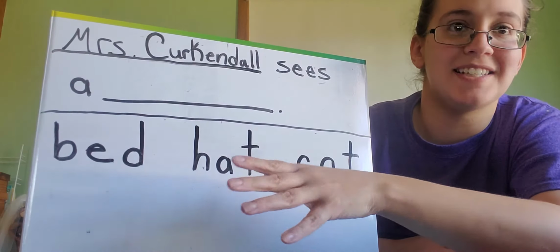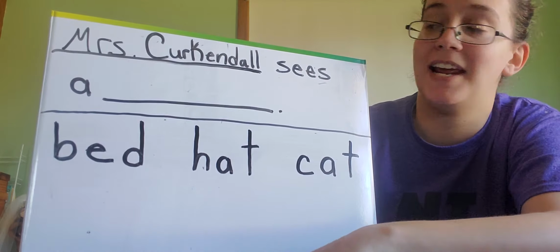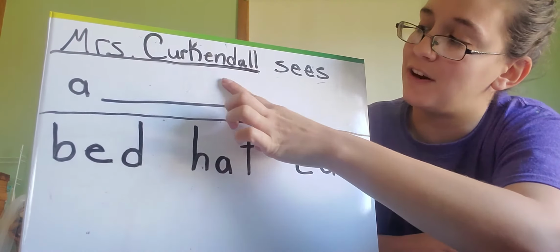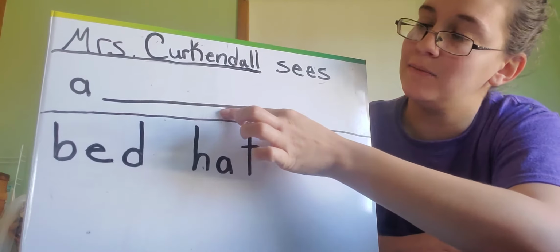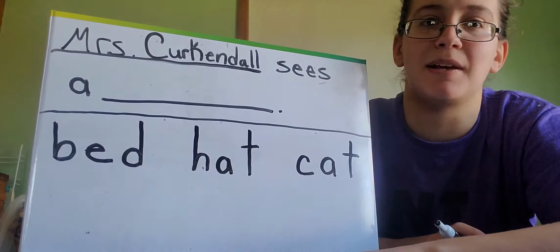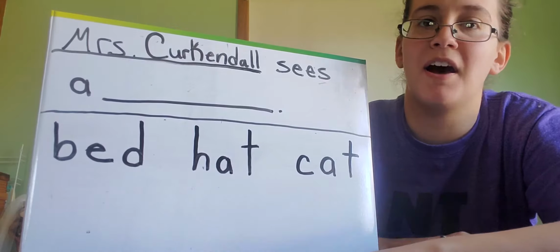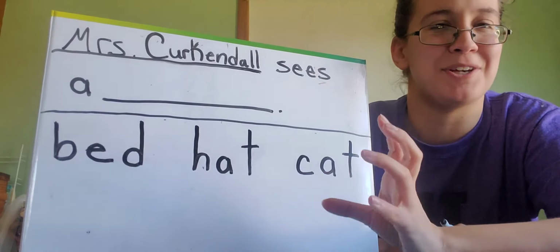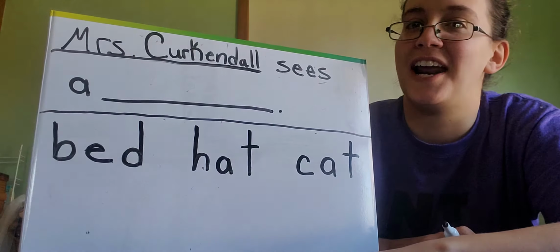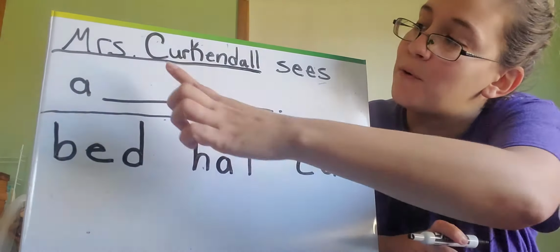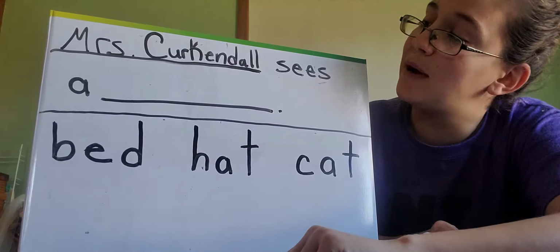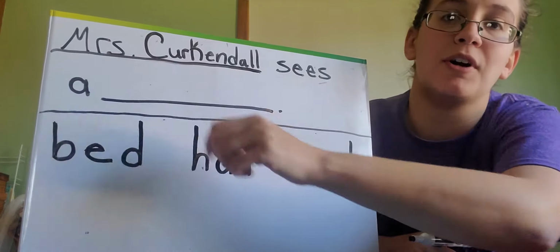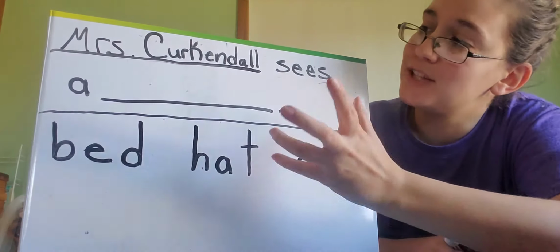So for this sentence, because it's my sentence, I used my name. I wrote, Mrs. Kirkendall sees a blank. And I'm going to fill that in with something that I see in my bedroom. When you write your sentence, I want you to fill it in with your name. That's really good practice writing our name, with a nice capital letter for the first letter, like the capital C I wrote for Kirkendall.